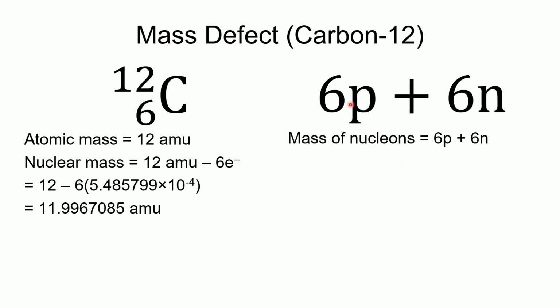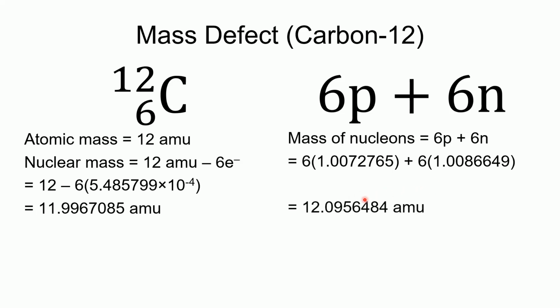Well, now let's do this. The mass of a proton is 1.0072765, and the mass of a neutron is 1.00866649. And so, you can already tell this number is going to be bigger than 12. 6 times a number bigger than 1, 6 times a number bigger than 1. We're going to have a number bigger than 12 here. That number comes out to 12.0956484 atomic mass units.